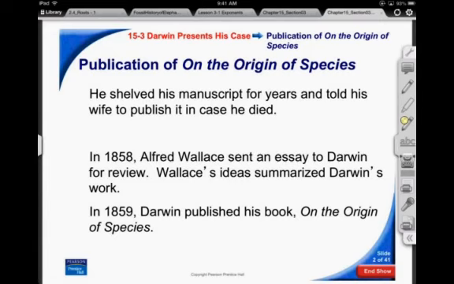Alfred Wallace, 1858, he had similar ideas, and you could think of Darwin and Wallace as working separately yet together on the same theory. But in 1859, Darwin finally did publish his book on Origin of Species, and you can imagine how that one hit the scientific community.